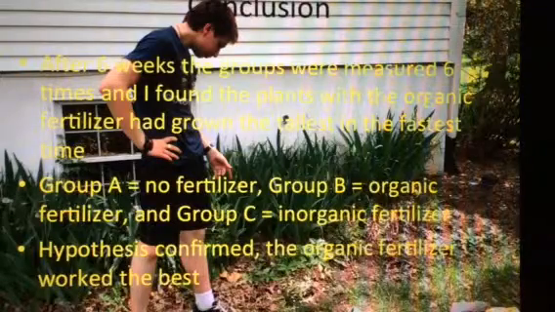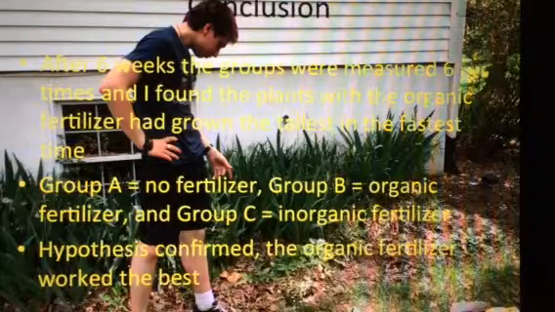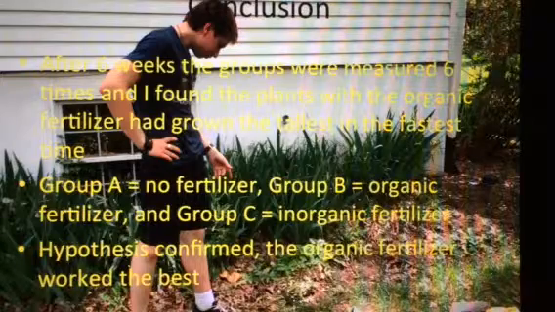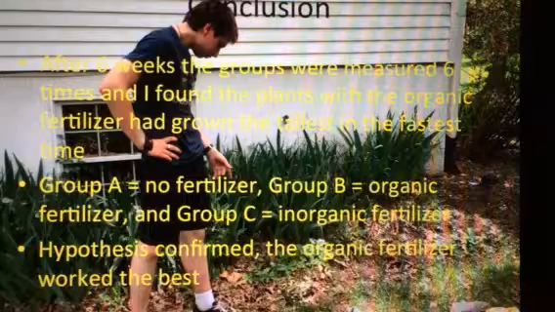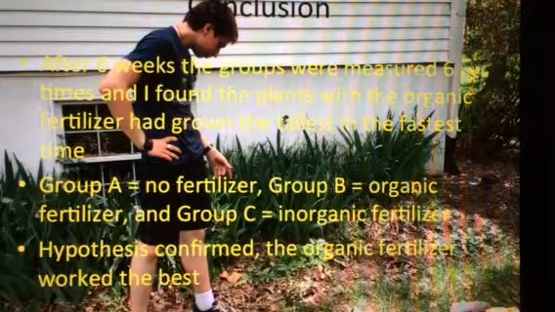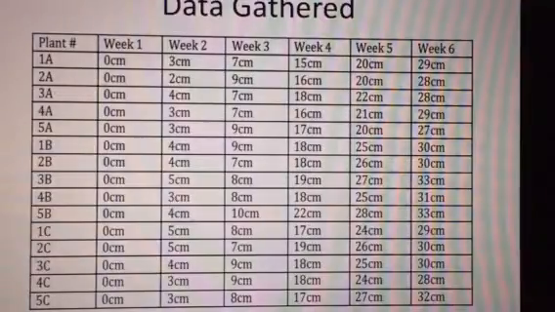The conclusion to my project. After 6 weeks, the groups were measured 6 times, and I found that the plants with the organic fertilizer had grown the tallest in the fastest time. For the charts in the next few slides, this is a key. Group A had no fertilizer, Group B had organic fertilizer, and Group C had inorganic fertilizer. The hypothesis was confirmed. The organic fertilizer seemed to work the best.